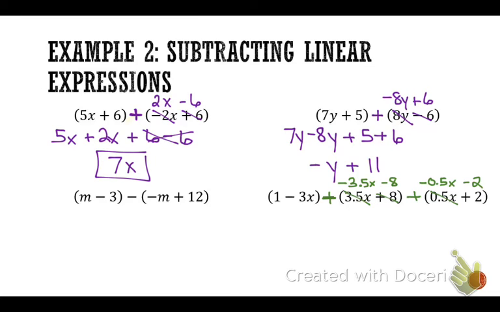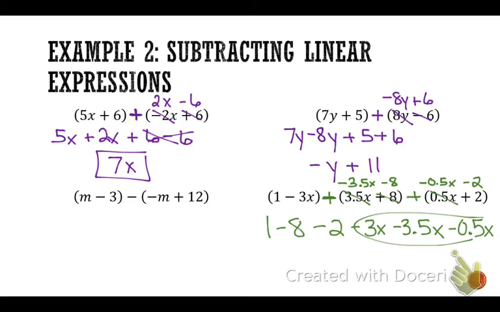You had 1 minus 8 minus 2 minus 3x minus 3.5x. Hold on, don't redo it. I thought you were close though. But I didn't get it right. I thought you were just missing a sign. Okay, just pay attention. Minus 0.5x. Now, some of you wrote your x's first. That's totally fine. Was your sign right? That's the most important part.